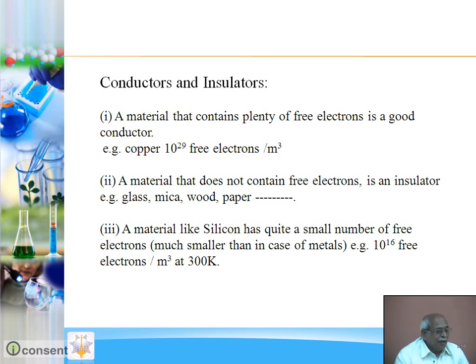For example, here I have given the figure for silicon. In silicon, there are 10^16 free electrons per unit volume. This is at room temperature, so I have said 300 Kelvin. 10^16 free electrons per unit volume.